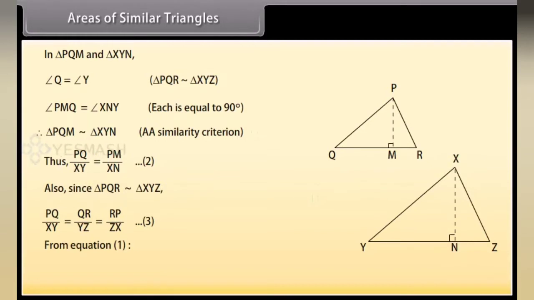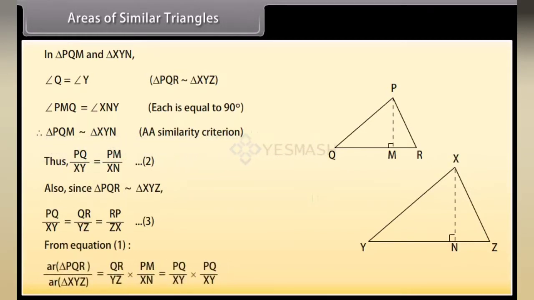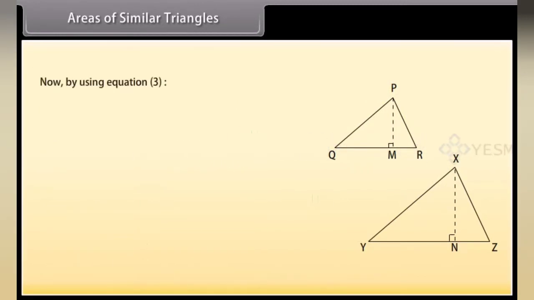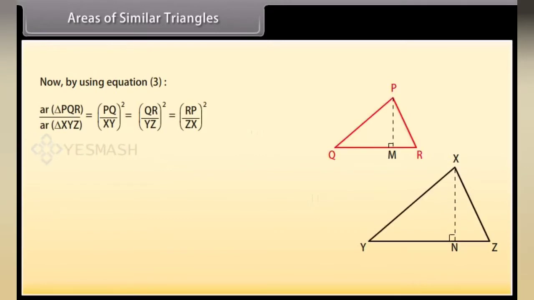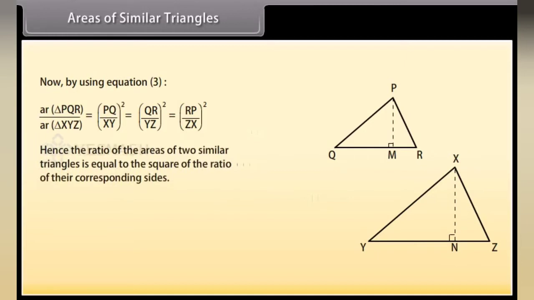From equation 1, area of triangle PQR upon area of triangle XYZ equals PQ upon XY whole square by using equation 2 and 3. Now by using equation 3 we get area of triangle PQR upon area of triangle XYZ equals PQ upon XY whole square, which is equal to QR upon YZ whole square, which is equal to RP upon ZX whole square. Hence, the ratio of the areas of two similar triangles is equal to the square of the ratio of their corresponding sides.